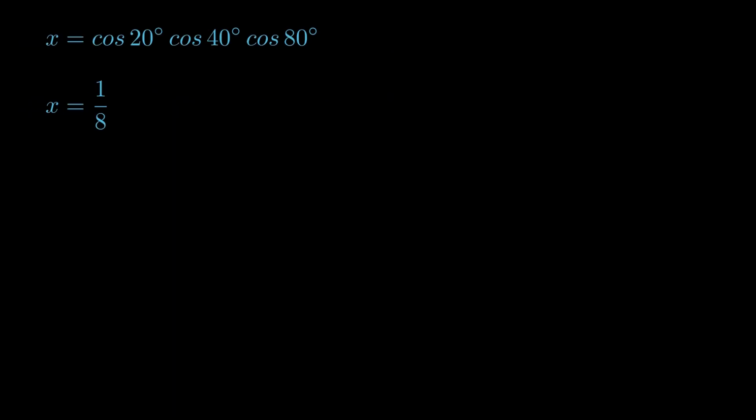We originally let x equal cosine of 20 degrees, cosine of 40 degrees, cosine of 80 degrees, and worked out that x equals 1/8. Therefore, we can conclude that cosine 20 degrees, cosine 40 degrees, cosine 80 degrees equals 1/8, which is the exact value of the original expression we were trying to find.